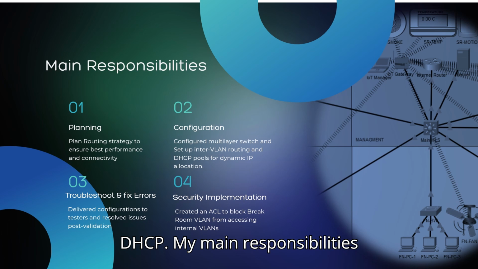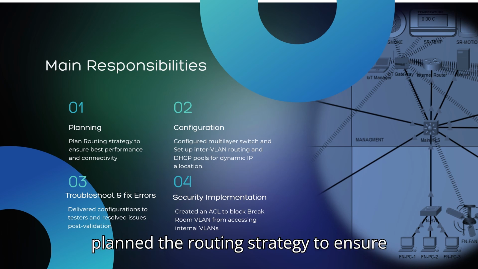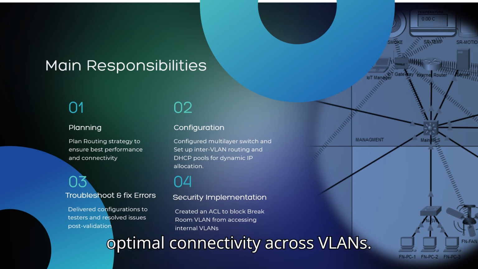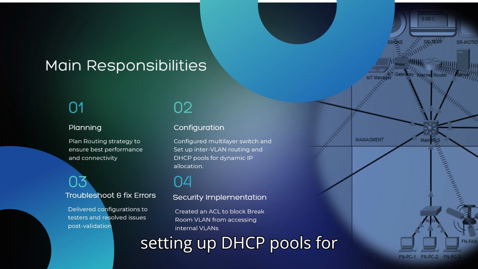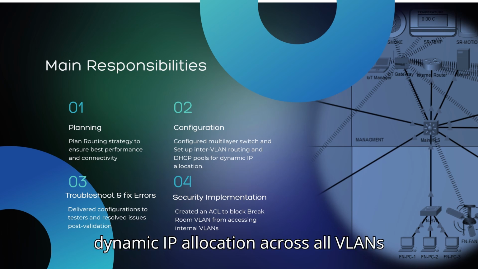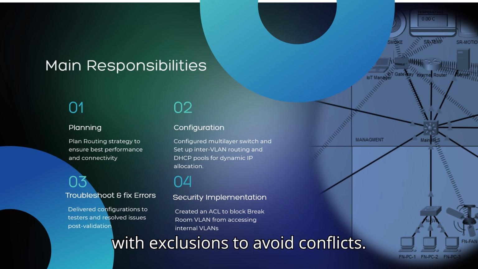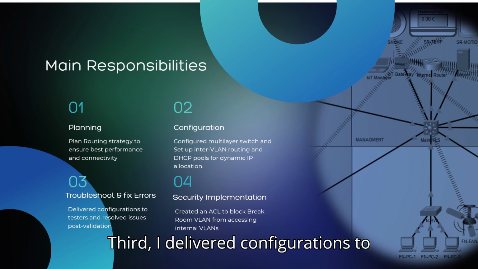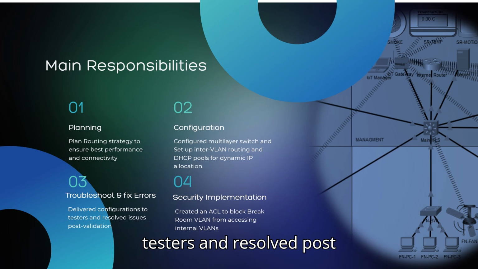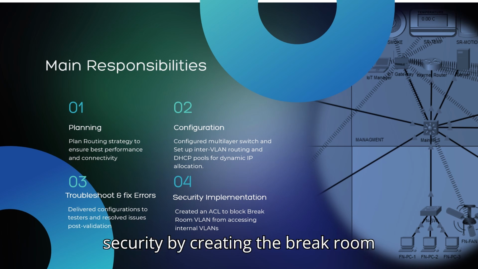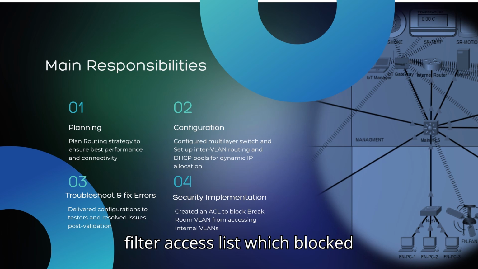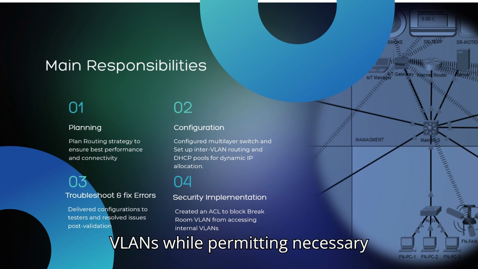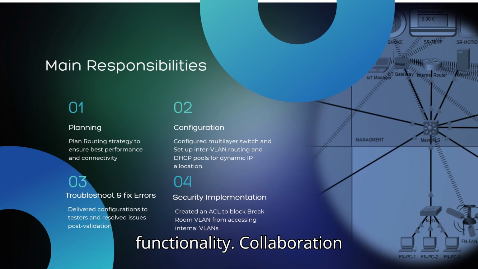My main responsibilities included four key areas. First, I planned the routing strategy to ensure optimal connectivity across VLANs. Second, I configured the multi-layer switch, enabling inter-VLAN routing and setting up DHCP pools for dynamic IP allocation across all VLANs, with exclusions to avoid conflicts. Third, I delivered configurations to testers and resolved post-validation issues such as IP overlaps. Finally, I implemented security by creating the breakroom filter access list, which blocked VLAN 70 from accessing internal VLANs while permitting necessary traffic, ensuring both security and functionality.